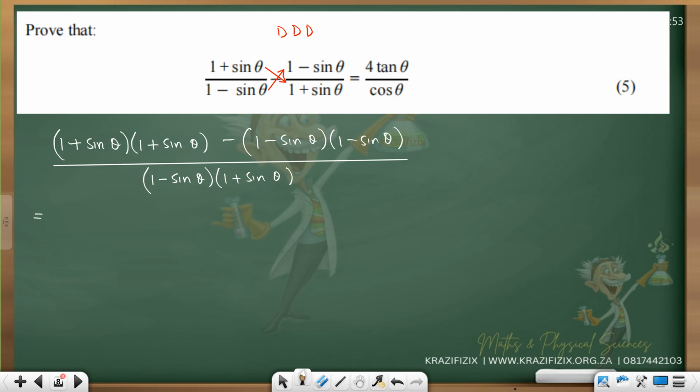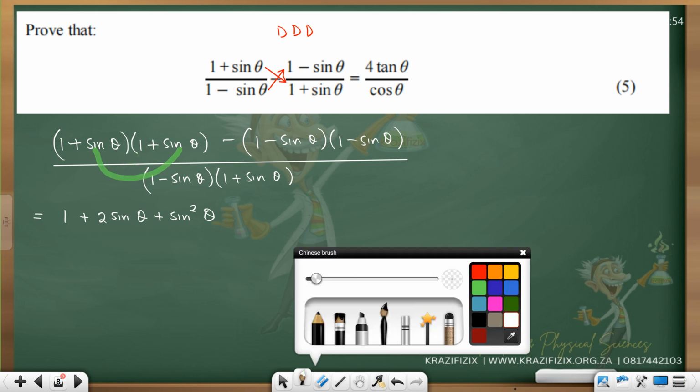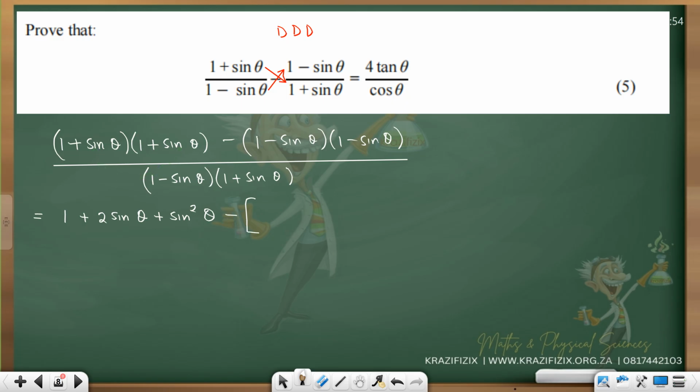We are foiling. All right, that would give you 1 plus 2 sine theta plus sine squared theta. I hope you all know what I did. Let's explain. 1 times 1 is 1. Sine theta there. Then another sine theta, which gives me 2 sine theta. So we're foiling. If I do the same thing here, bearing in mind that I have a bracket, 1 times 1 is 1 minus 2 sine theta plus sine squared theta.